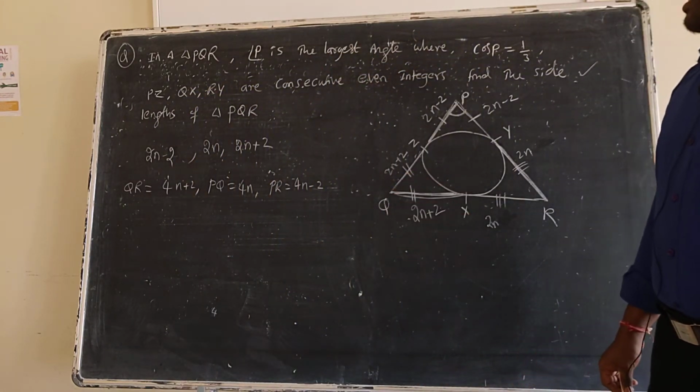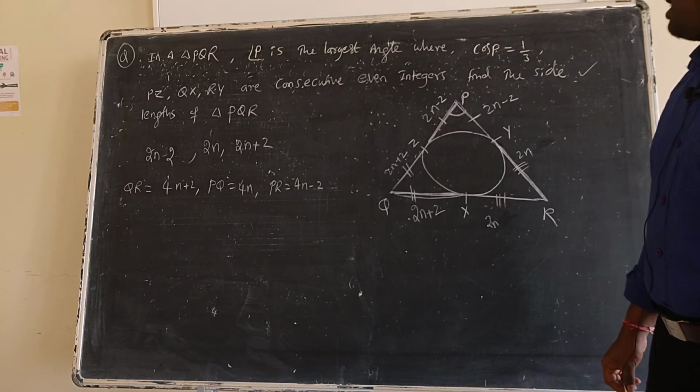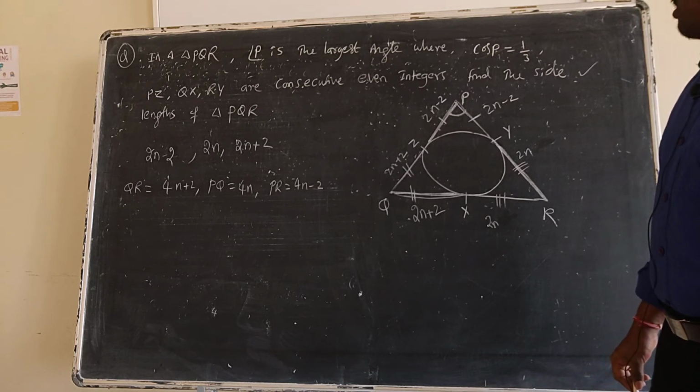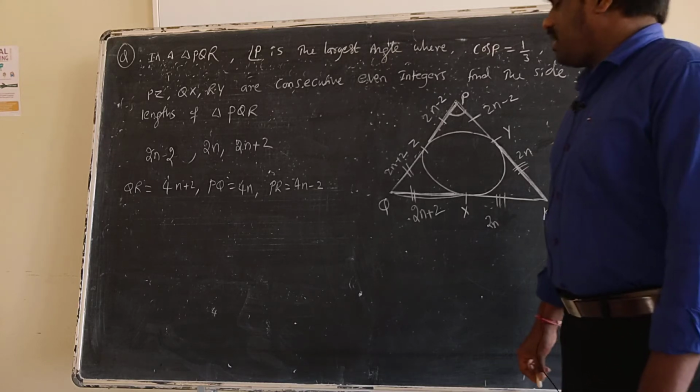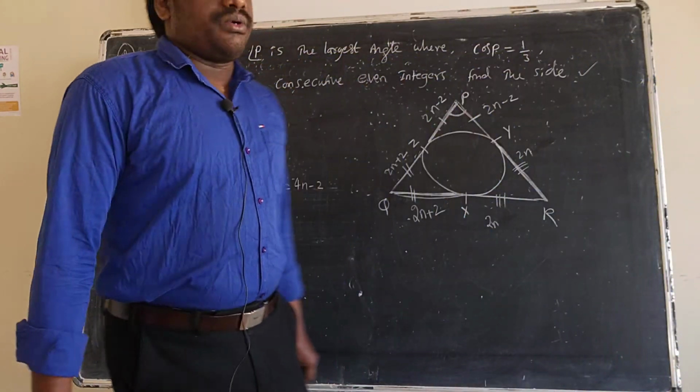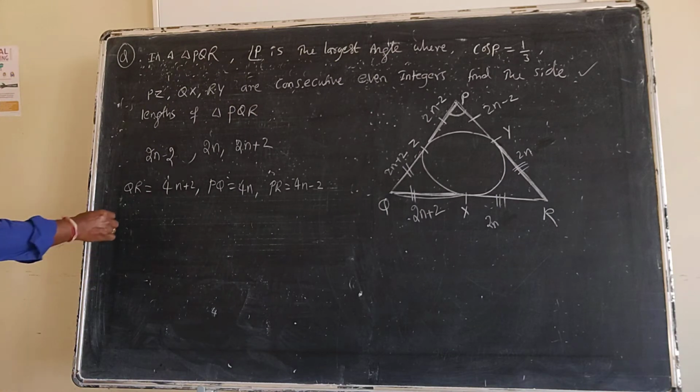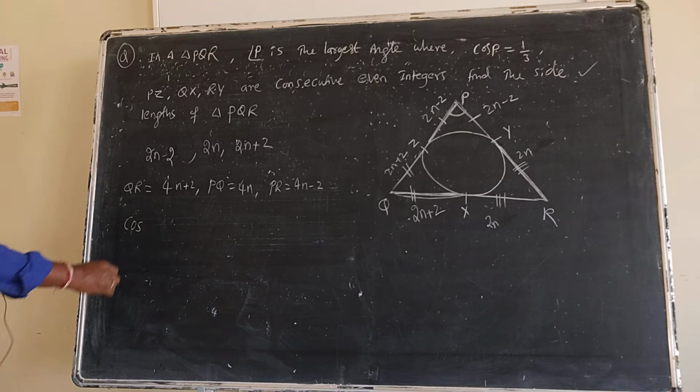He is saying that in triangle PQR, angle P is the largest angle, where cos P value is 1 by 3, and PZ, QX, RY are consecutive even integers. Find the lengths of the sides of the triangle PQR. So now you have to find the lengths of PQR. So I can use the concept of cos P.